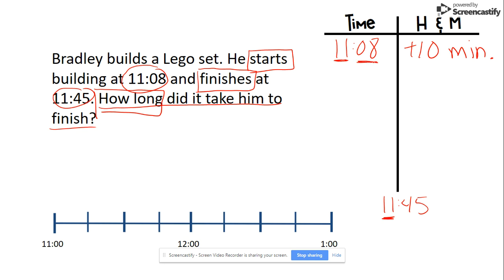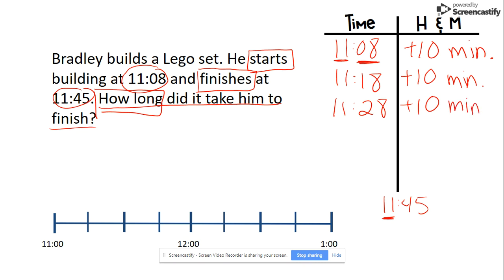I'm looking at my minutes side now. So 8 plus 10, I know is 18. Since I didn't add any hours in this example, my hours would still be the same, 11:18. I'm not at 11:45 yet, so I'm going to add another 10 minutes. And my new time is going to be 11:28. Still not there, so I'm going to add another 10 minutes. That would be at 11:38. If I were to add another 10 minutes, that would put me at 11:48, which would go past my end time. I don't want to do that.